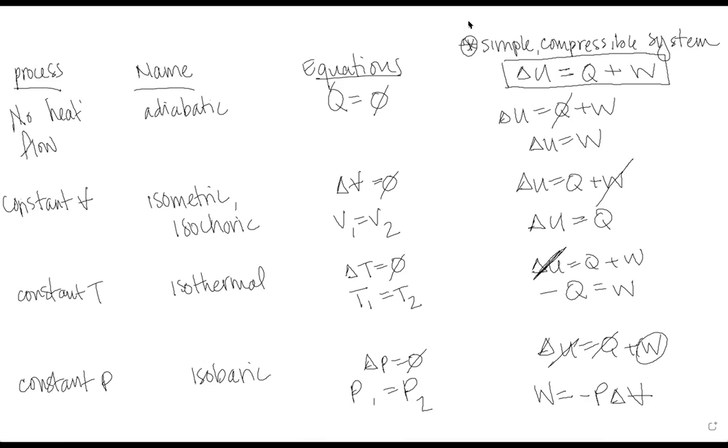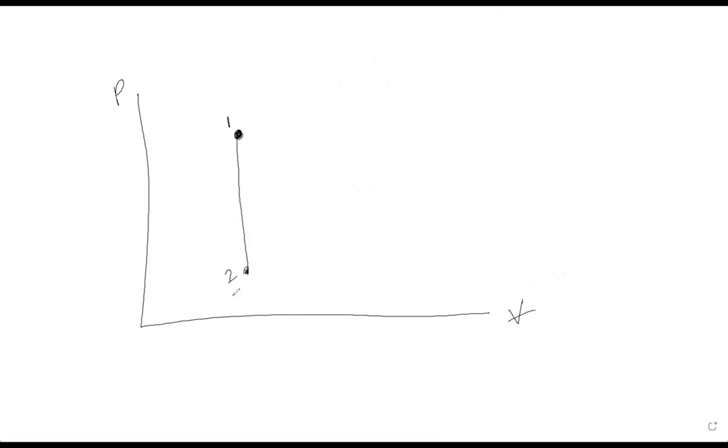All right. So if we're looking at a system, here's the property diagram. We have volume as one property, pressure as the other property. And we have a system that starts here, this is state 1, and goes here to state 2. What sort of system is this? We can see pressure is changing, but volume is not changing. So your change in volume is 0. This is considered to be an isochoric or isometric system.